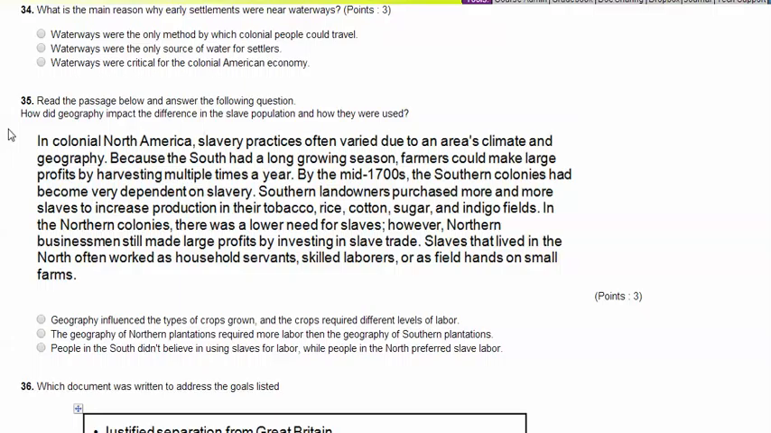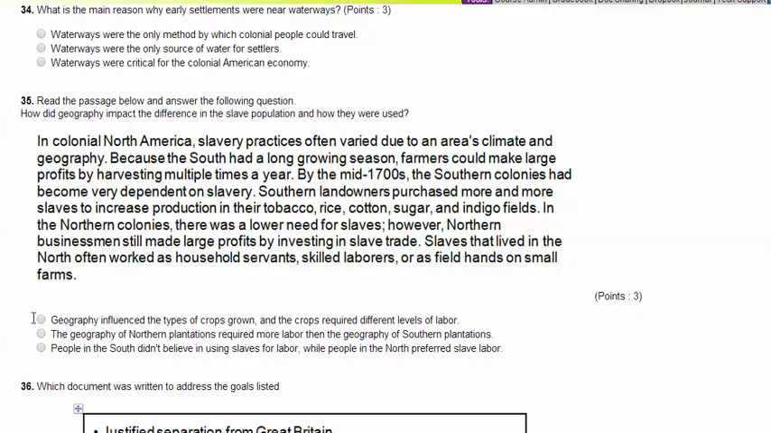In the northern colonies, there was a lower need for slaves. However, northern businessmen still did make large profits by investing in the slave trade. Slaves that lived in the north often worked as household servants, skilled laborers, or as field hands on much smaller farms. So again, our question here after reading that passage is, how did geography impact the difference in slave population and how they were used?